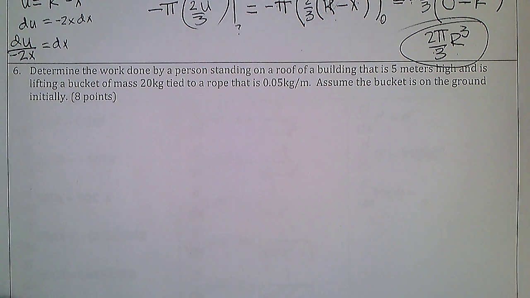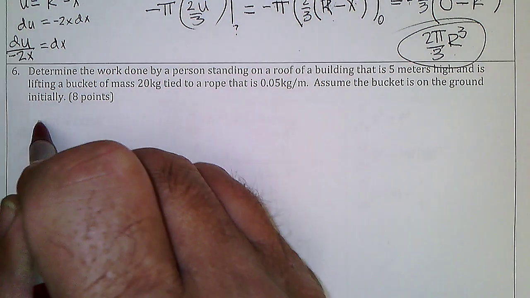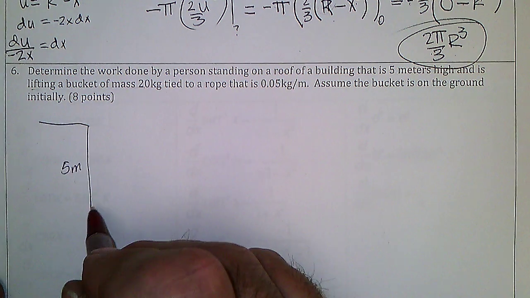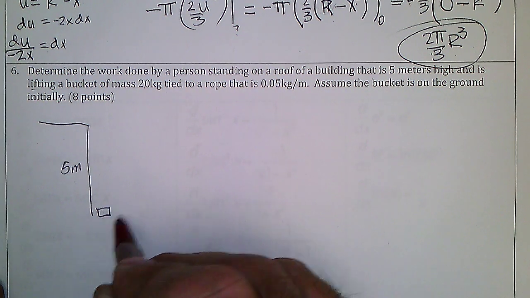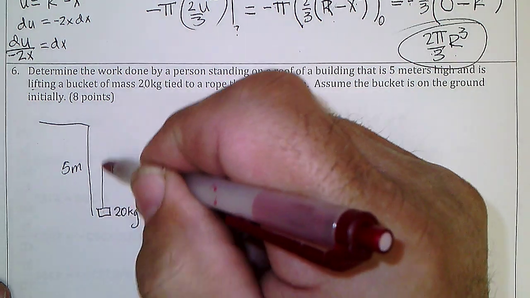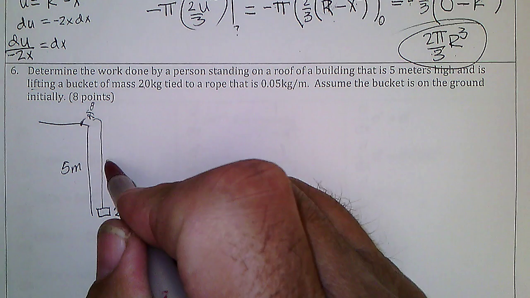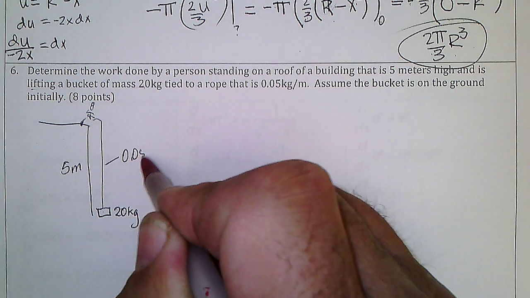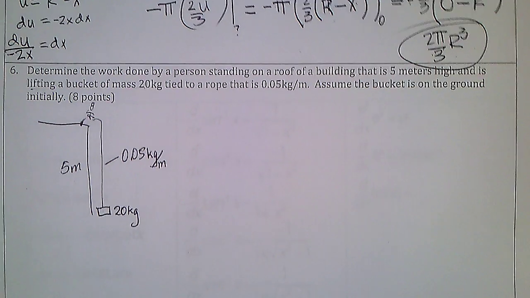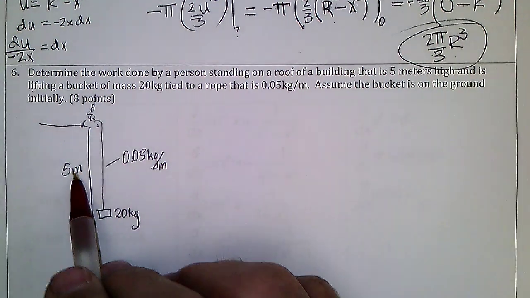Number 6. A person standing on the roof of a building that is 5 meters high is lifting a 20 kilogram bucket tied to a rope. This person's up here trying not to fall off and pulling this up. The rope is 0.05 kilograms per meter. And the bucket's on the ground, and they're trying to lift it up there. So we're going to lift it up 5 meters.